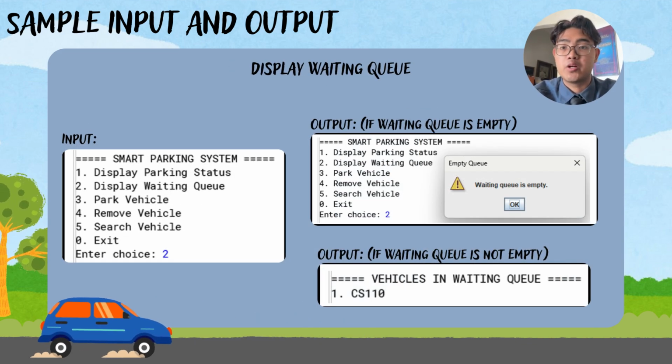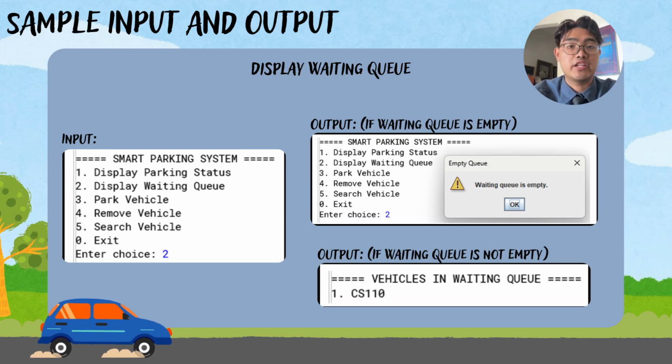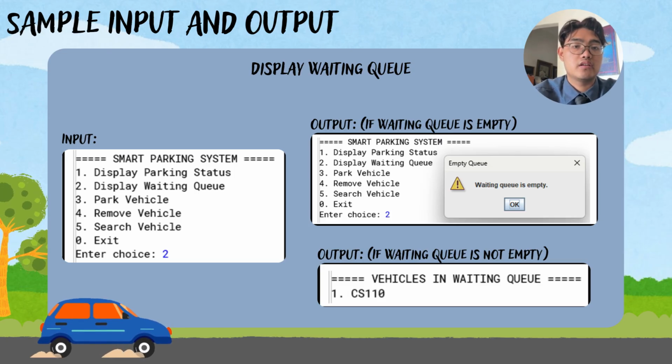This is a sample output if the user enters choice number 2, which is to display the waiting queue. The first output is a notice that the waiting queue is empty, and the second output will be shown if the waiting queue is not empty.